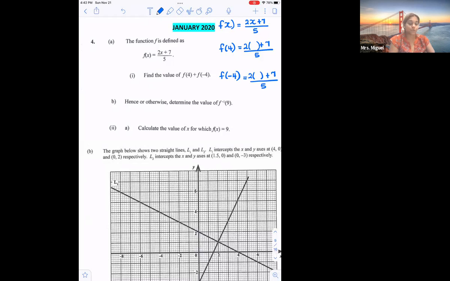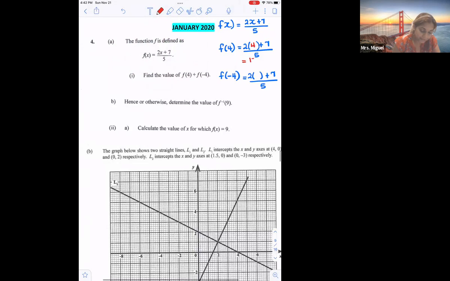All right, so we are supposed to replace x with 4. So 4 2s are 8. 8 plus 7 is 15. 15 divided by 5 will give me 3. So f of 4 is 3. f of negative 4, negative 4 times 2, negative 8 plus 7 over 5. This will give me negative 1/5. So this was just a matter of simple substitution.